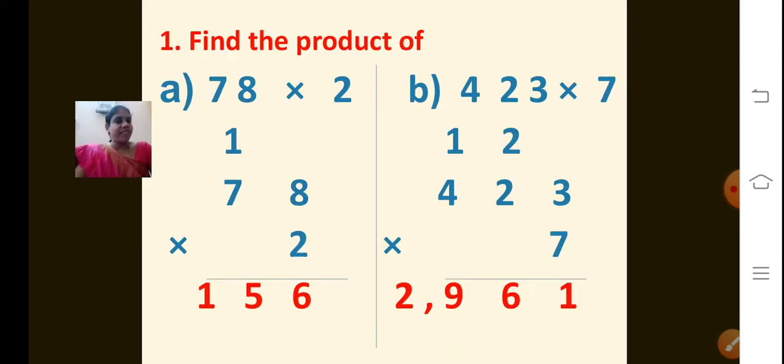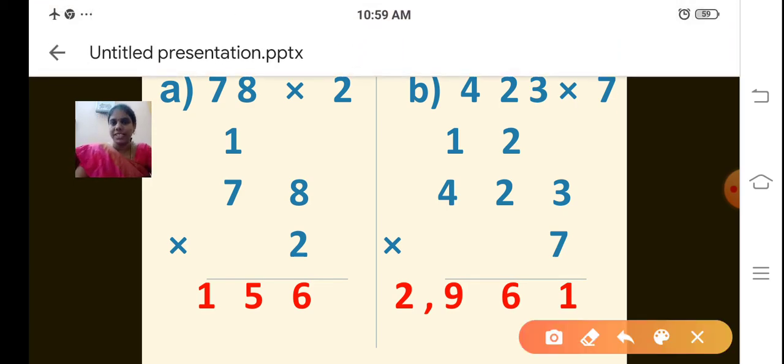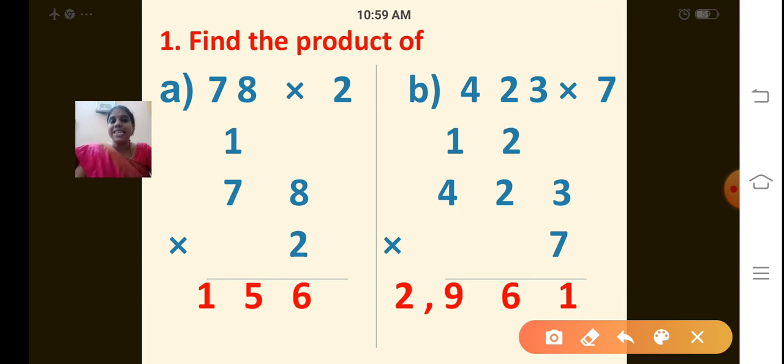Now we shall have a recall of what you have studied in your previous class, that means class 3. You have done all these things in class 3. Just we shall have a recall now. Find the product of A: 78 into 2. We are going to multiply 78 by 2. Yes, 78 is the multiplicand and 2 is the multiplier.